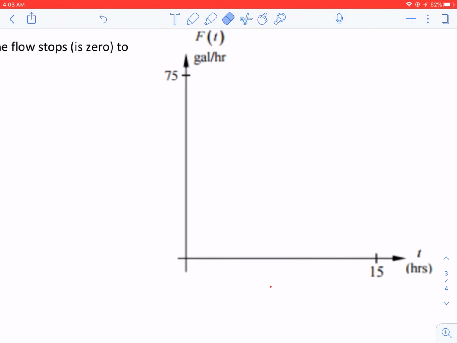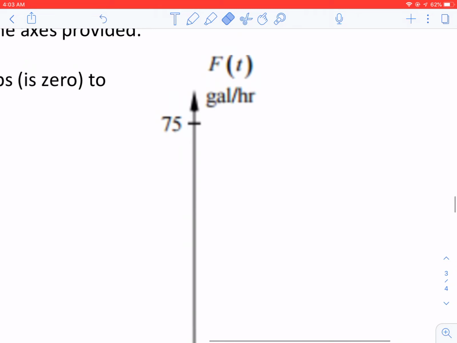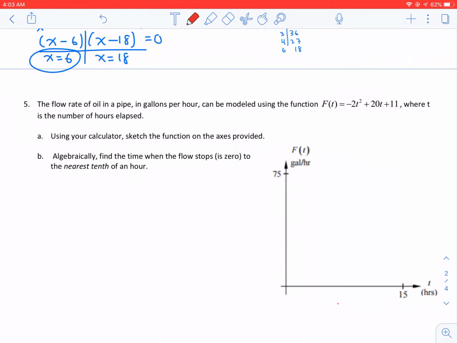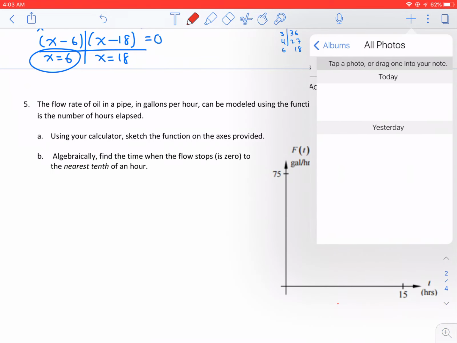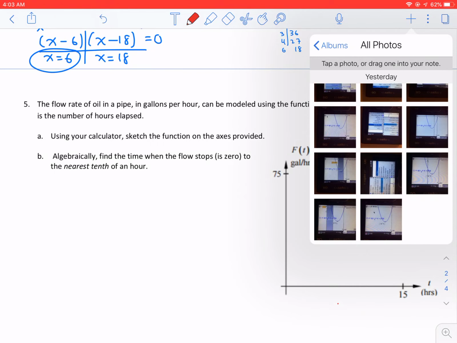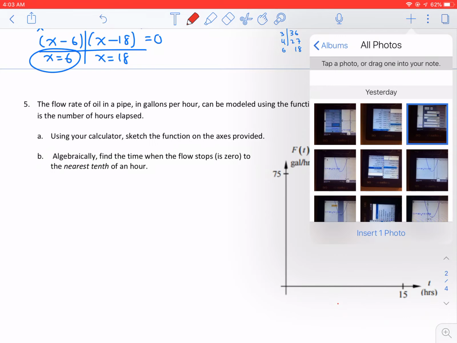And I also changed the maximum Y value to at least 75. I probably changed it to 100. So let me just show you what that might look like if you adjusted the window. All my pictures are upside down, so it should look something like this if you adjust the window.